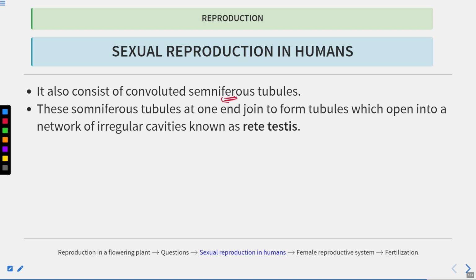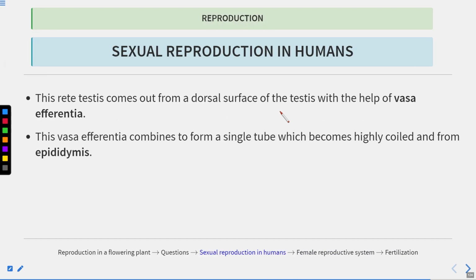So in the diagram, you can see the seminiferous tubules, and these seminiferous tubules at one end join to form the tubules, which open into a network of irregular cavities known as rete testis. So in the image, I've shown you this rete testis. Clear? Now, the rete testis comes out from the dorsal surface of the testis with the help of vasa efferentia.